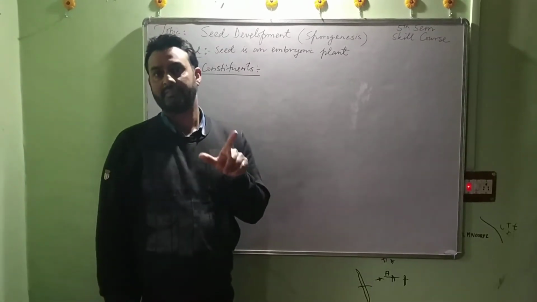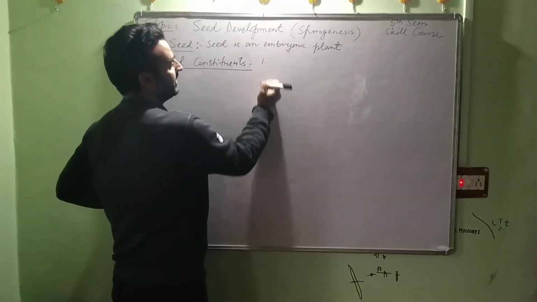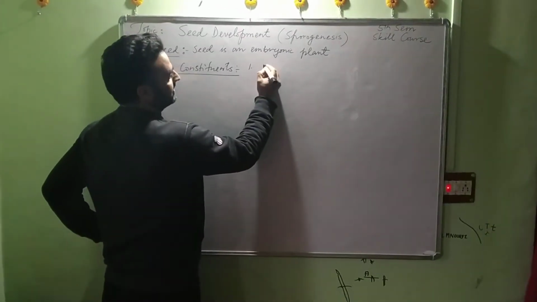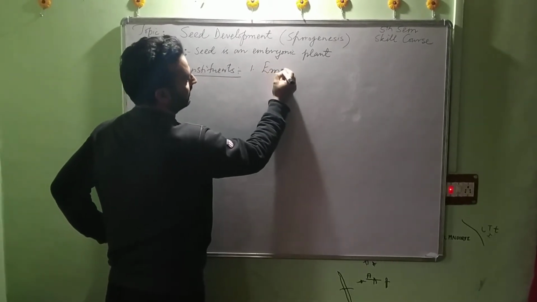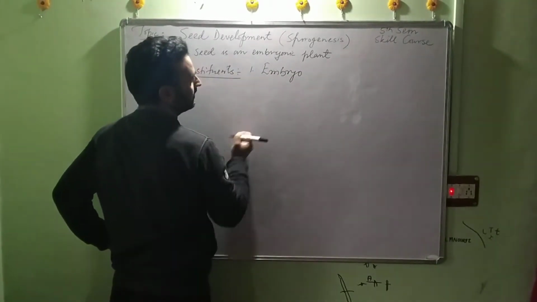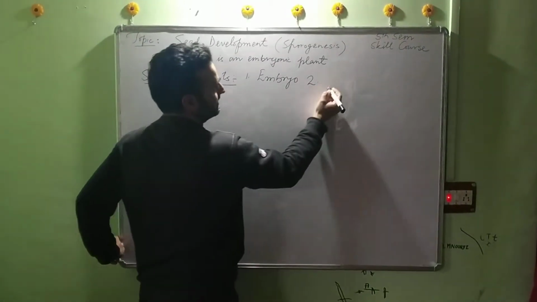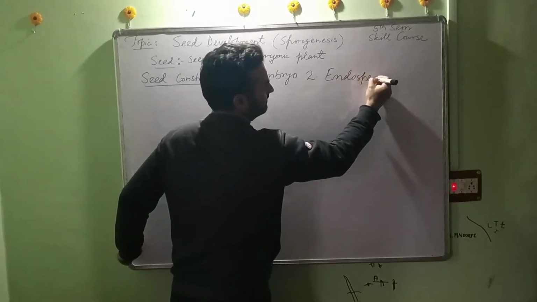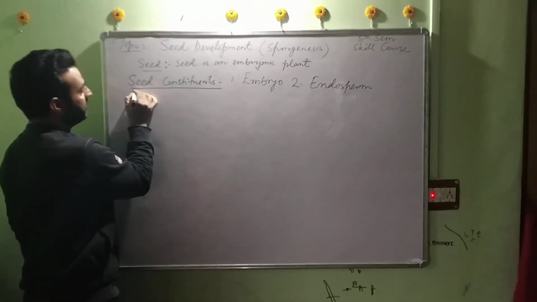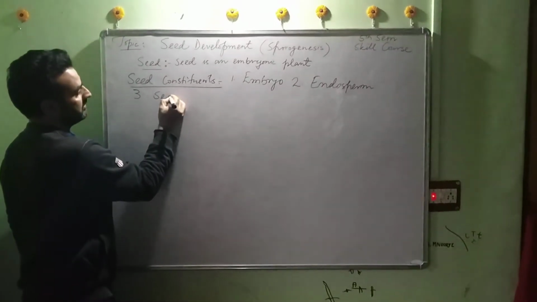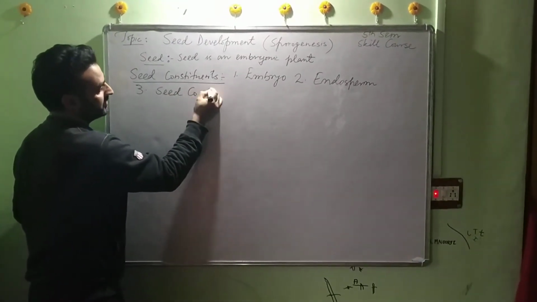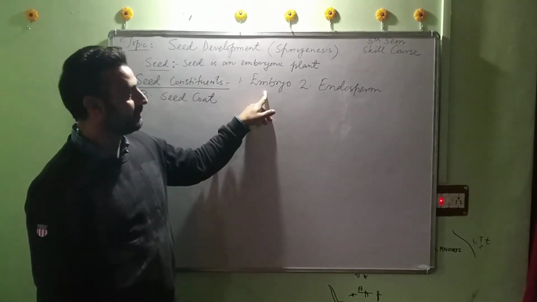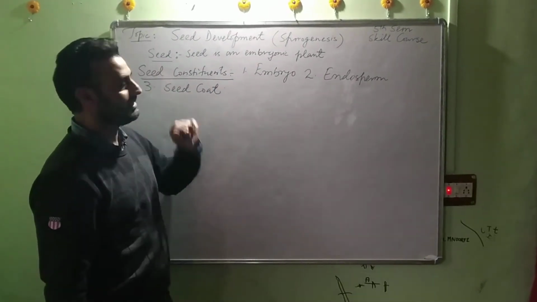A seed has three important parts. First of all, we will discuss the three parts that are present in a seed of dicot or monocot plants. The first part is the embryo. Its second part is the endosperm. And its third part is the seed coat. So the three parts present in dicot or monocot seeds are embryo, endosperm, and the seed coat.